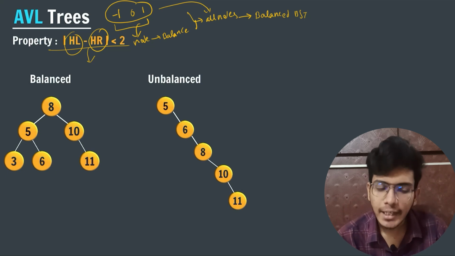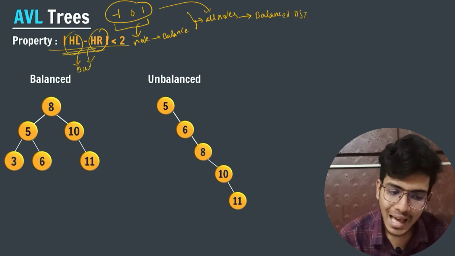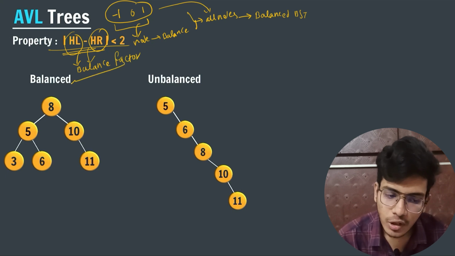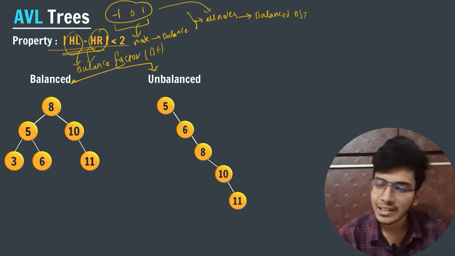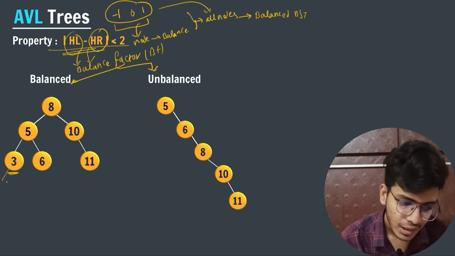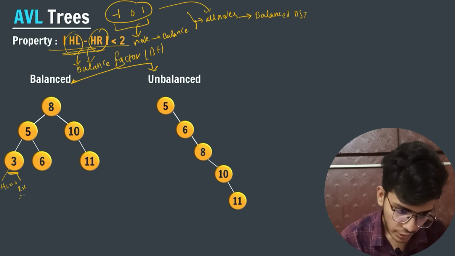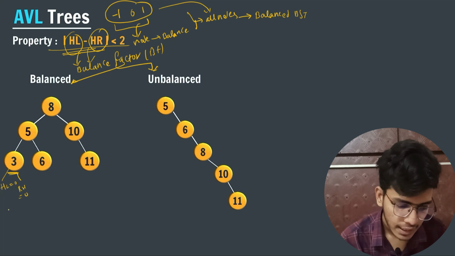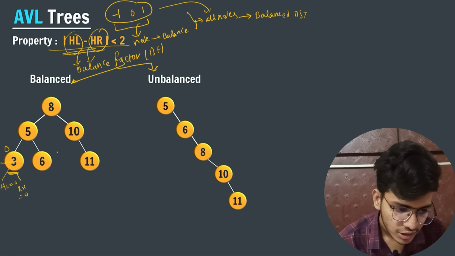Now let us analyze the balancing factor for each and every node. We call this thing the balancing factor, and from the balancing factor we will analyze whether the given tree is a balanced one or an unbalanced one. Now let us run this. For this leaf node, it doesn't have a left child, so the left height is 0 and the right height is 0, right? So the balancing factor for this node is 0.